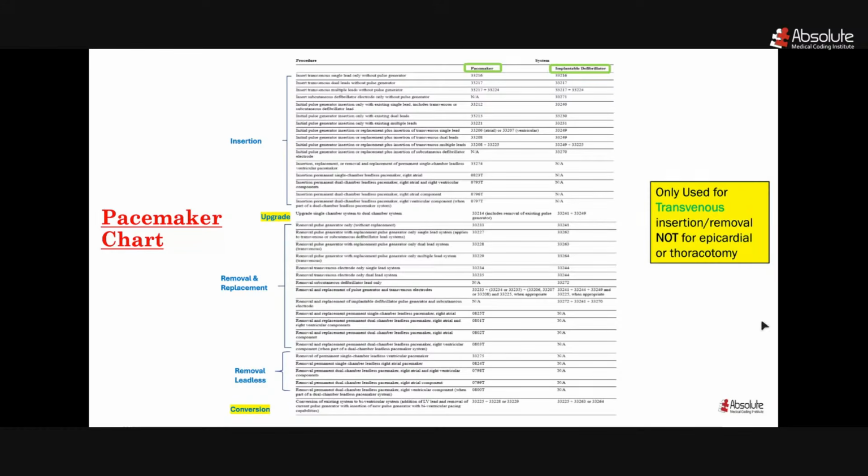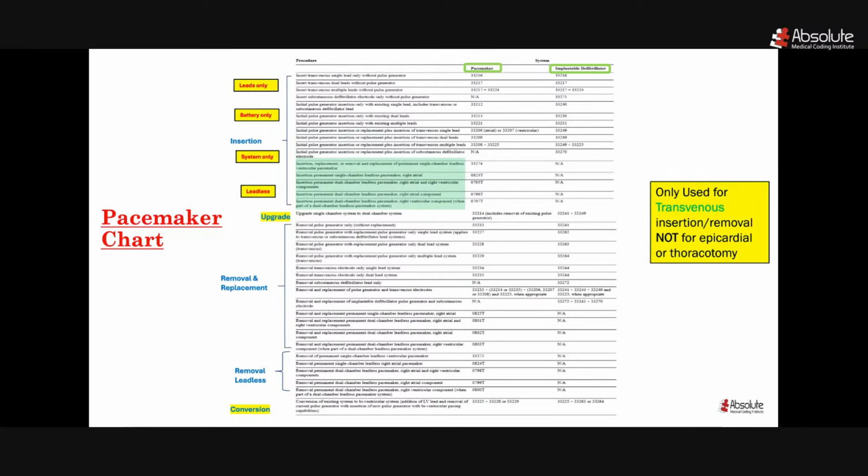I've just noted the different procedures in the chart. You have insertion procedures. You have codes for insertion of the leads only. Then we have battery only insertion procedures. Then you have the system only insertion procedure. System means it includes your leads and the battery, both together. Then we have the leadless insertion procedure codes over here.